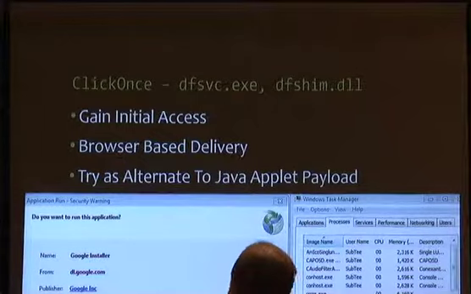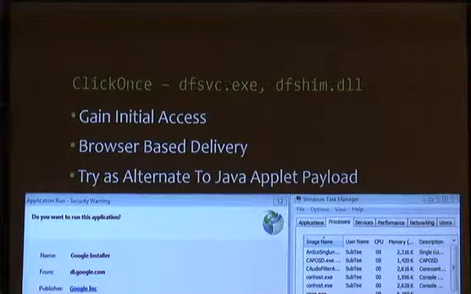Here's another one, ClickOnce. How many of you are familiar with ClickOnce technology? Anybody? A couple? Okay. So this is browser-based software delivery. And what it allows you to do in a whitelisted environment is gain that initial foothold. Because one of the things that's tricky is, how do I run my file if I can't get access to the machine in the first place? Well, being browser-based delivery, we simply send a link to the user and let them make a trust decision.